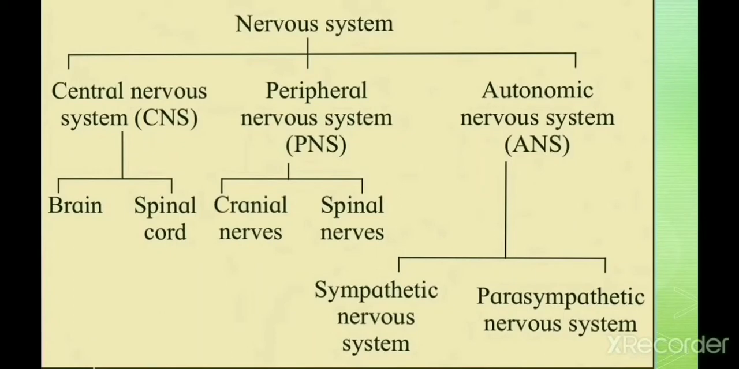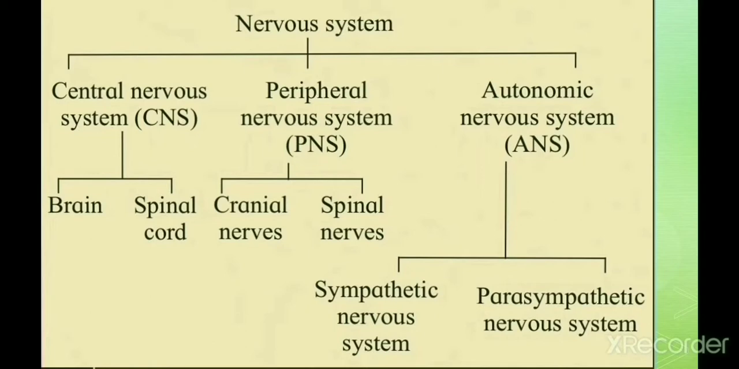Now see this tree diagram. Here you can see that the nervous system is divided into three parts: CNS, PNS and ANS. The central nervous system consists of two parts, that is brain and spinal cord. Central nervous means it is present in the center of the body. And in the center or axis of our body, brain and spinal cord are present. So it includes brain and spinal cord.